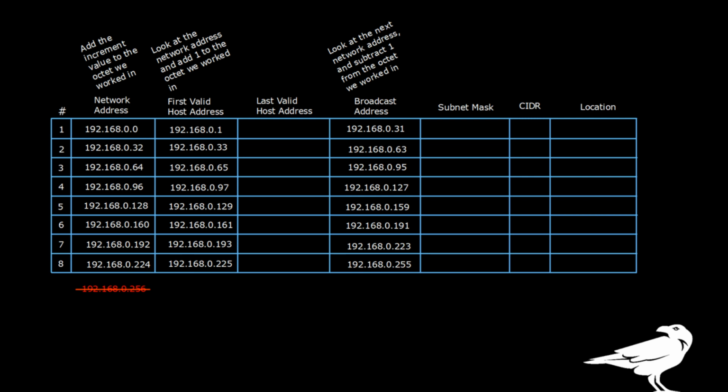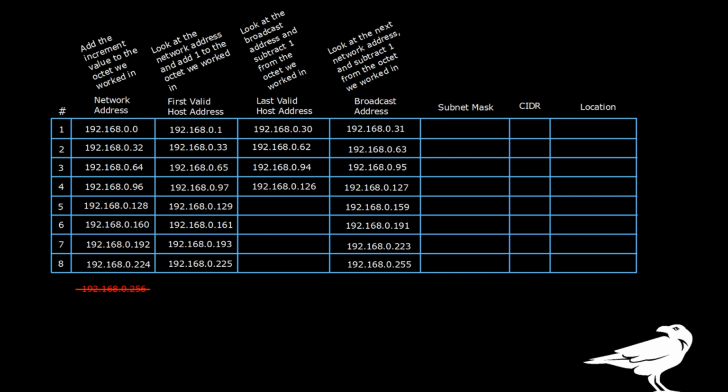Then, for the last valid host addresses, what we're going to do is look at the broadcast address and subtract 1, because the very last valid host address is literally the address right before the broadcast. So for the first network, the broadcast address is 192.168.0.31. If I subtract 1, that's .30. For the next one, it's going to be .63, so if I minus 1, that is .62. 95 minus 1 is 94. 127 minus 1 is 126.